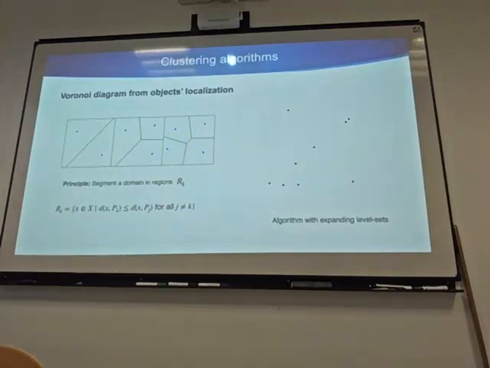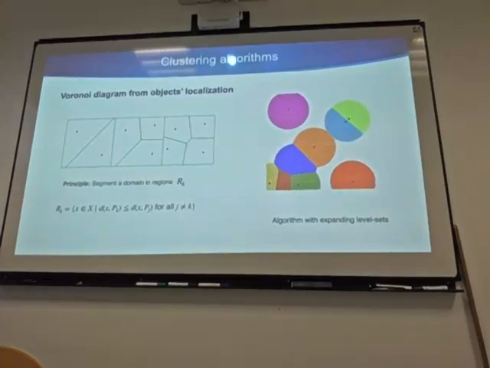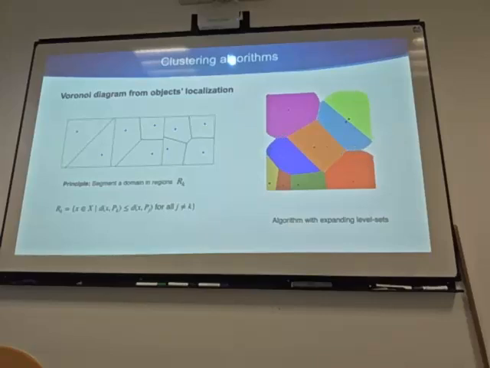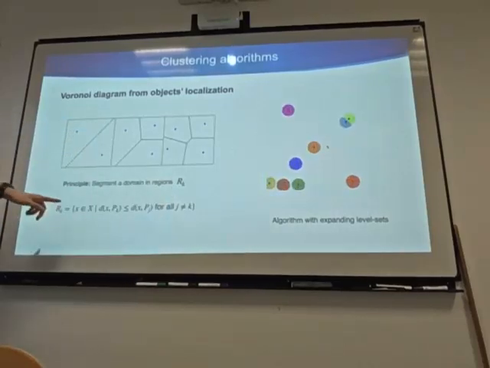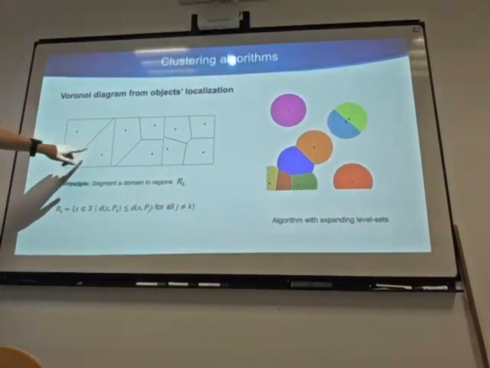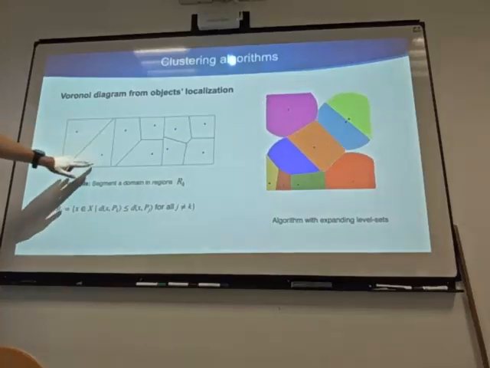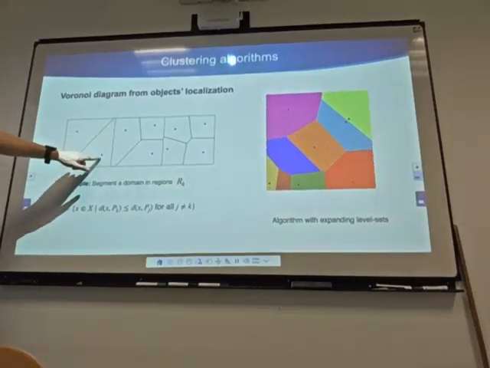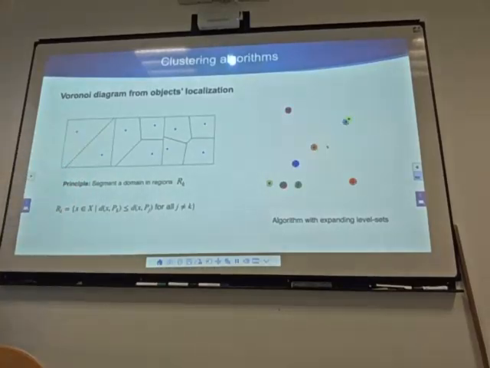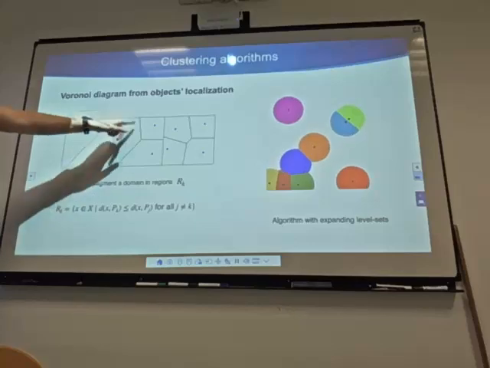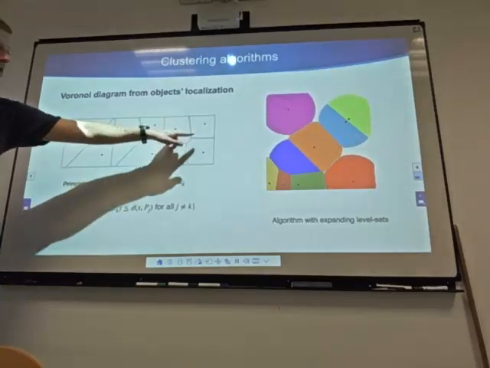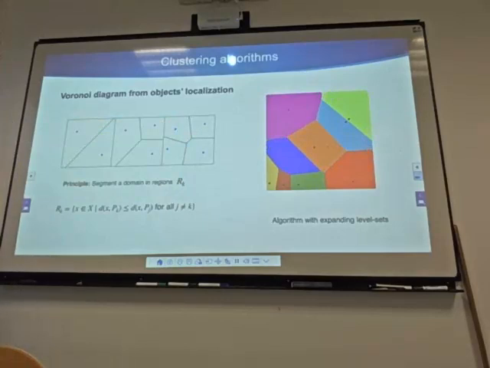Another method to find clusters is the Voronoi diagram algorithm. So here the idea is that you have a domain and you want to segment the domain in regions R_k, such that for each region, all the pixels of the image are the closest to this point, and the closest to this point. And the same idea, if you have 3, you are going to partition your domain in 3 regions, 4 regions, depending on the number of points.